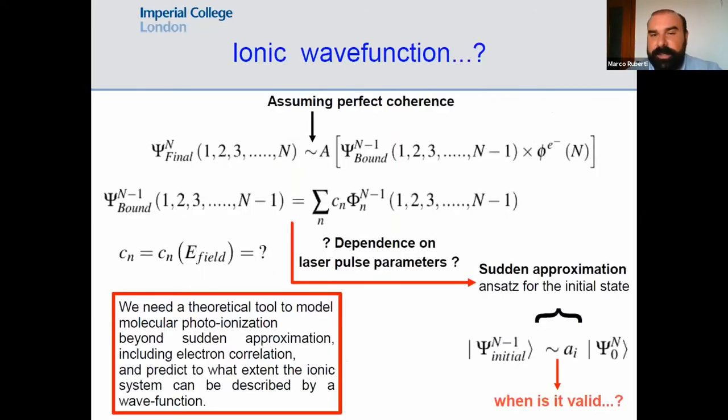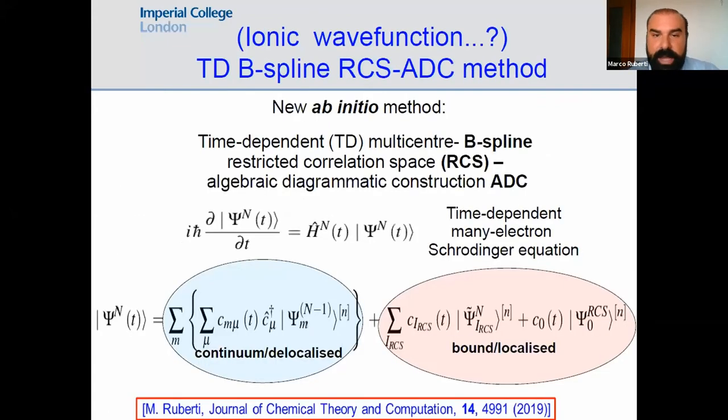And so, as I said, if we assume perfect coherence, nevertheless, we still have to understand what are the populations of the produced ionic states. And this, in general, will depend on the laser field parameters, and the dependence will not be trivial in general. And so we need to model ionization beyond the sudden approximation, which has been used for a long time to describe the initial ionization of a molecular system. How do I do it?